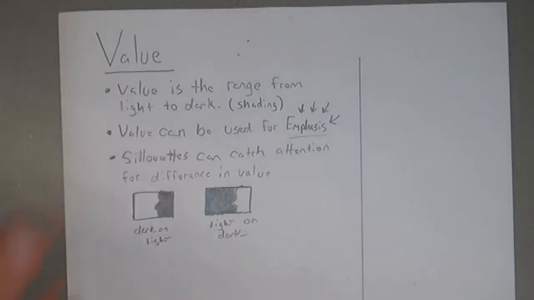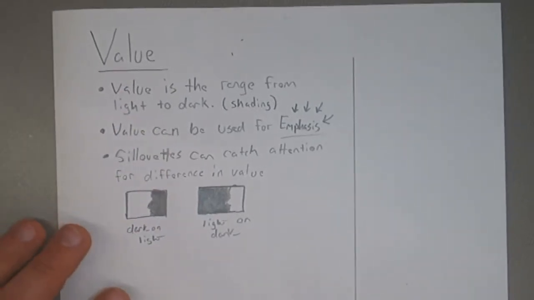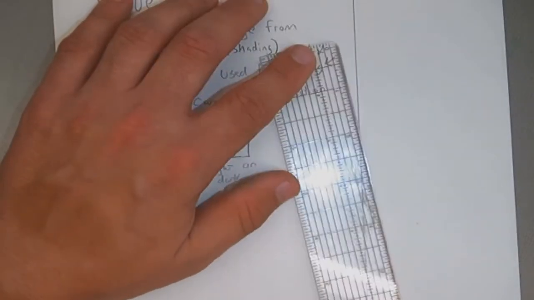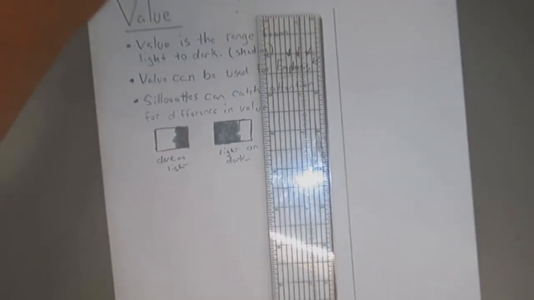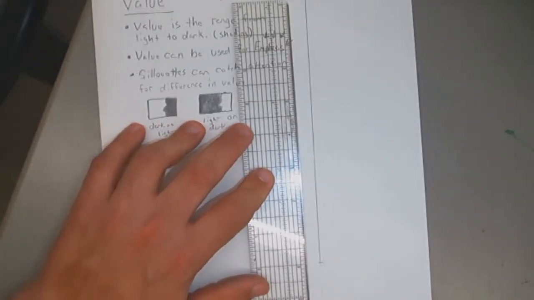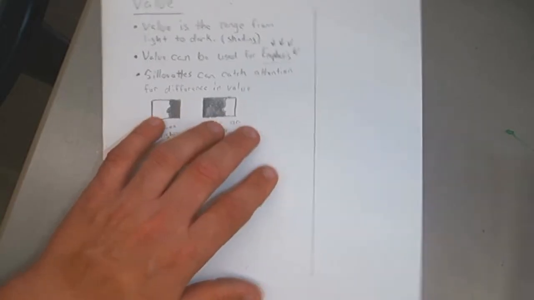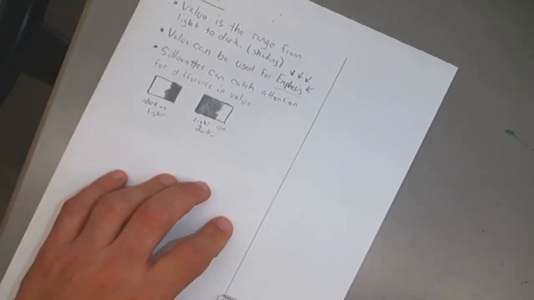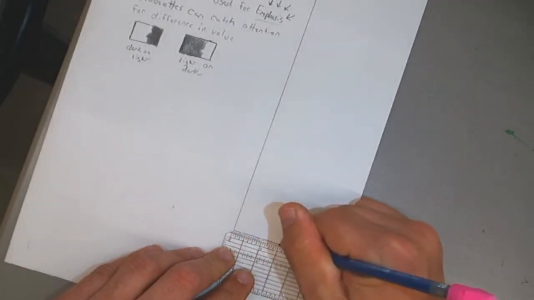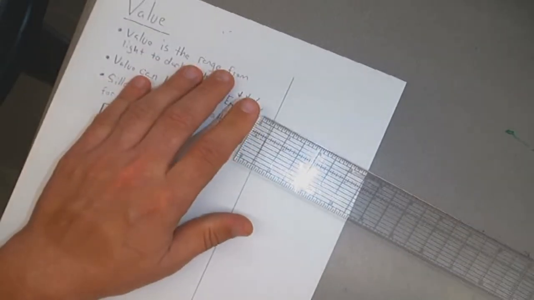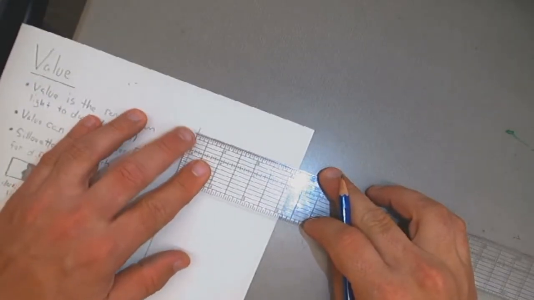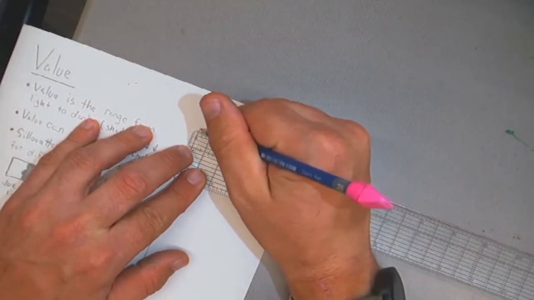Okay, so the first thing we're going to do with value is a value scale. And over here I've created a line that is 8 inches long. And if you have a ruler, you can make a line that's 8 inches long. If you don't have a ruler at home, you can't get access to a ruler, just use a straight edge and try to make it roughly about this size. So I'm going to go about 2 inches horizontally. Again, I'm not really concerned if it's exactly 2 inches. If you don't have a ruler, just kind of make your best guess.